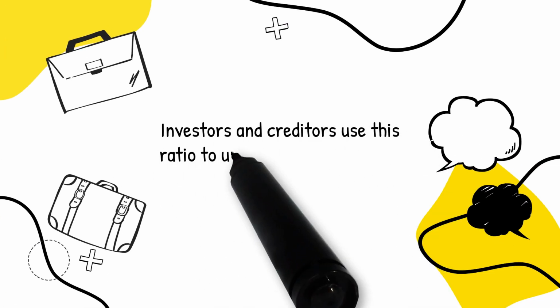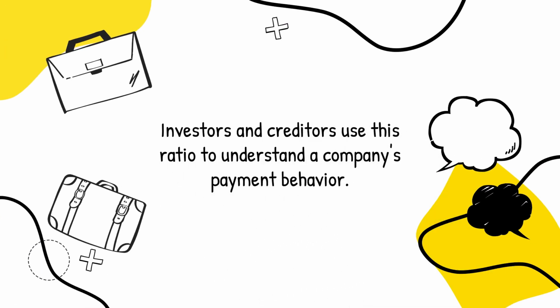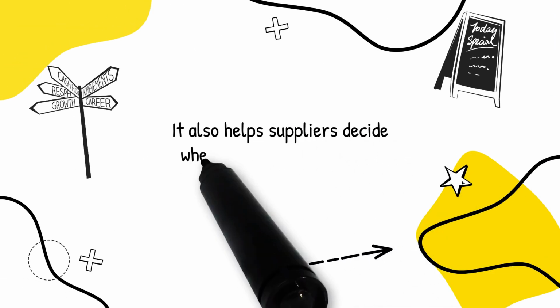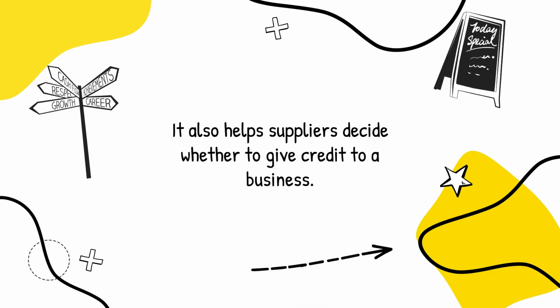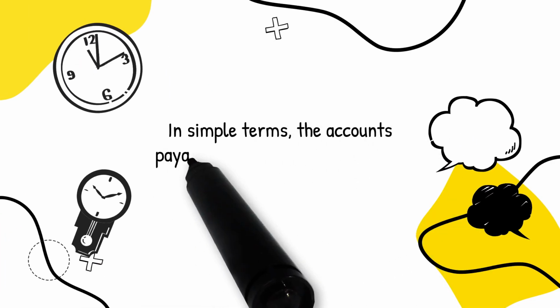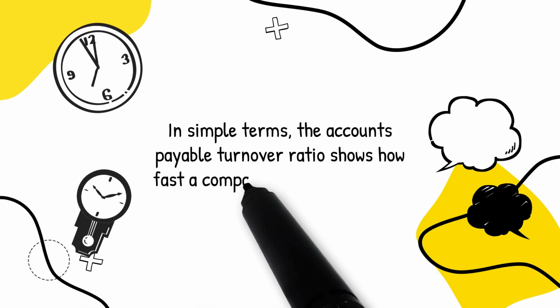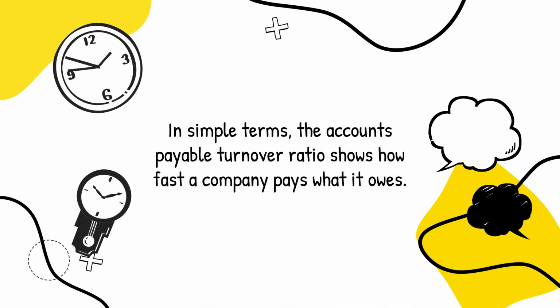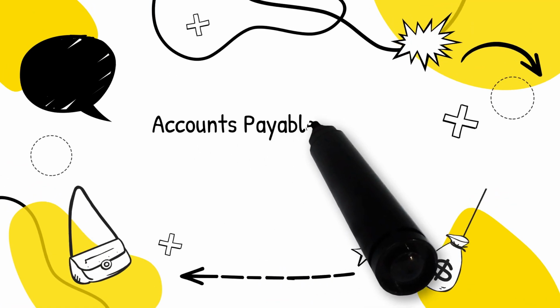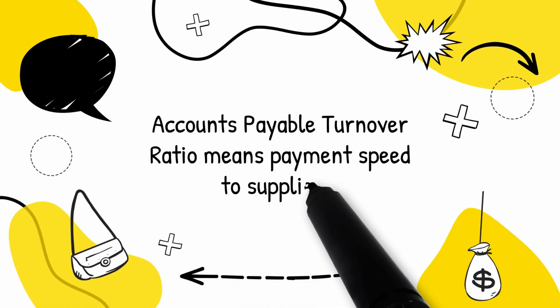Investors and creditors use this ratio to understand a company's payment behavior. It also helps suppliers decide whether to give credit to a business. In simple terms, the accounts payable turnover ratio shows how fast a company pays what it owes. Easy way to remember: accounts payable turnover ratio means payment speed to suppliers.